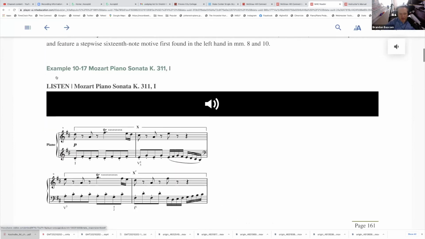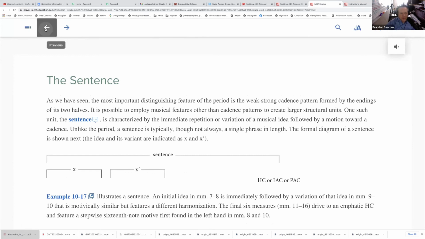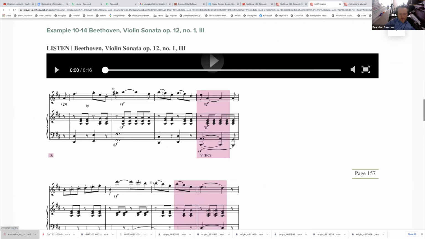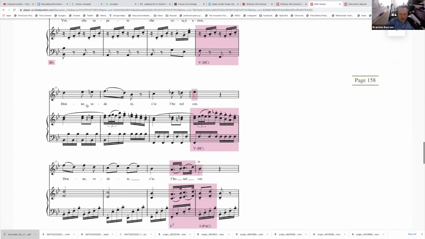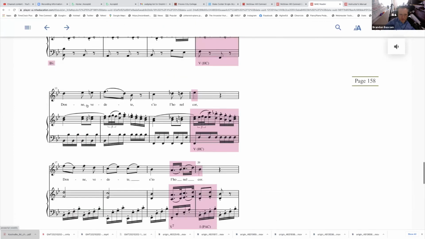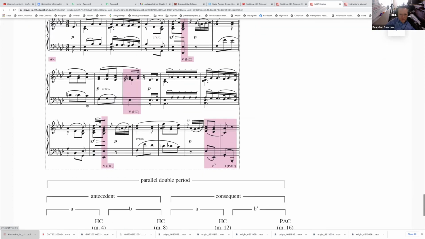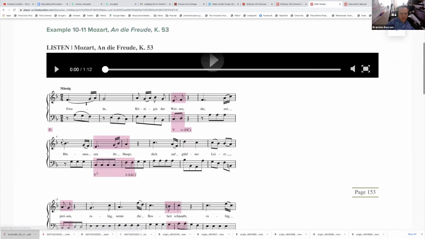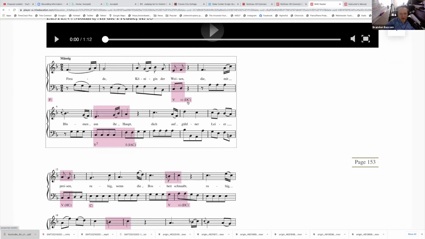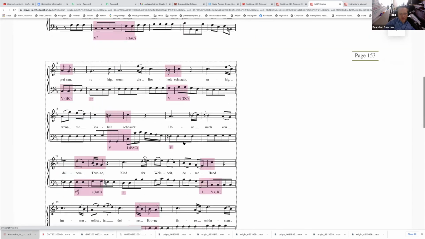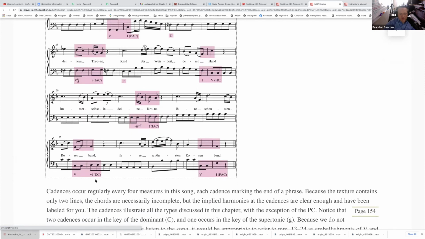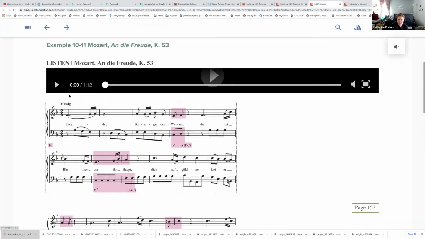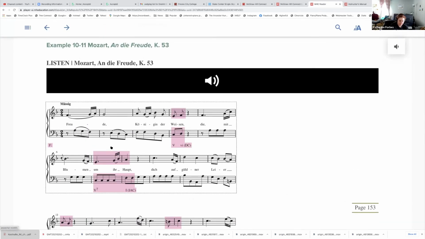But we had an earlier example where I think maybe it was that original Mozart we listened to where they had a deceptive cadence that ended our phrase. What is DC again? Deceptive cadence. This example had 3 deceptive cadences in it. Example 10-11.